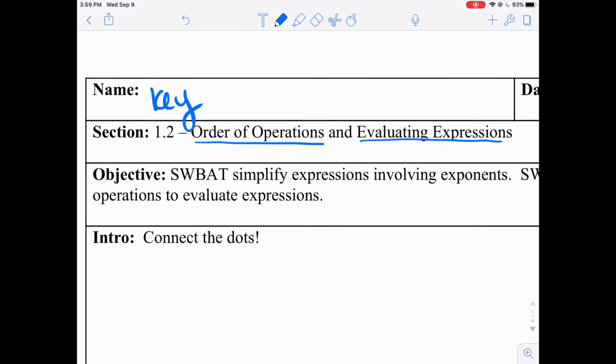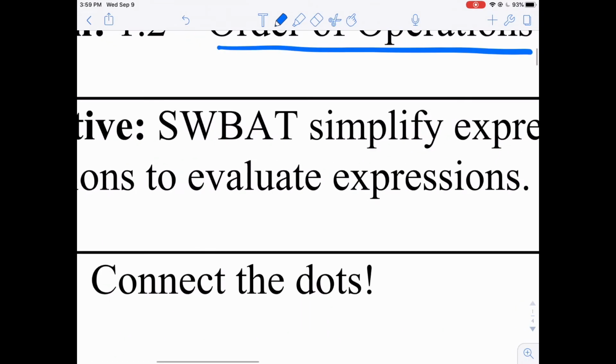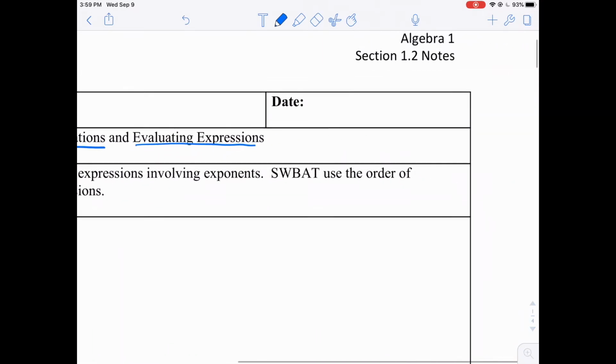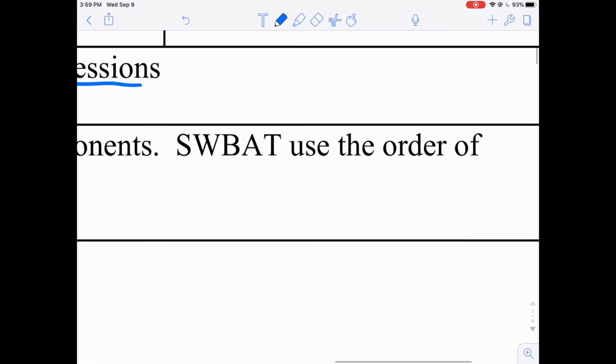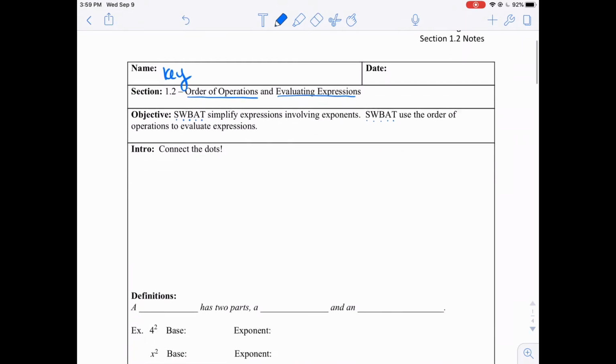So our objective is our goal, and by the end of the day, this stands for students will be able to. So you will be able to simplify expressions involving exponents and, hold on, let me zoom. Students will be able to use the order of operations.